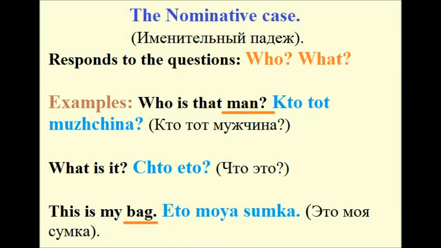The nominative case, именительный падеж, responds to the questions who or what. Examples: who is that man? Кто тот мужчина? What is it? Что это? This is my bag. Это моя сумка.